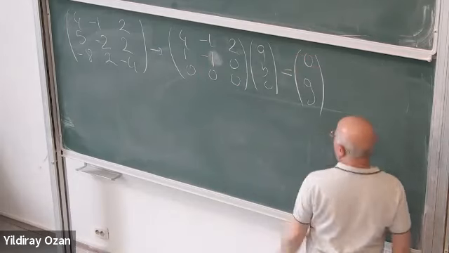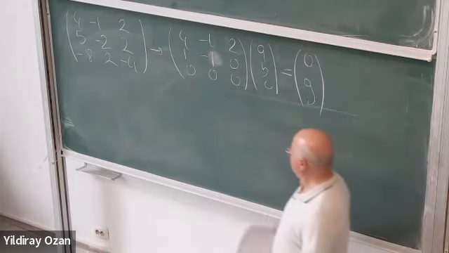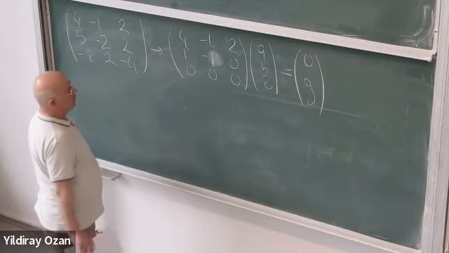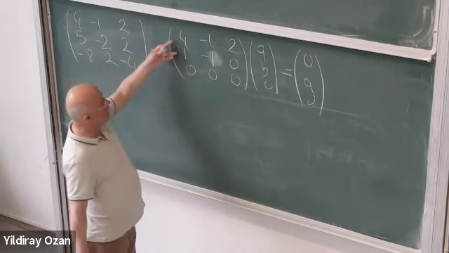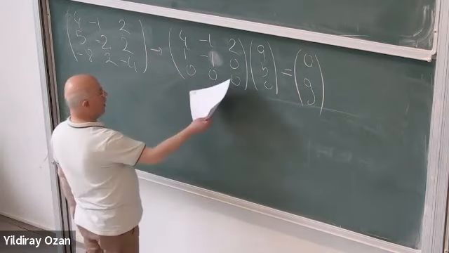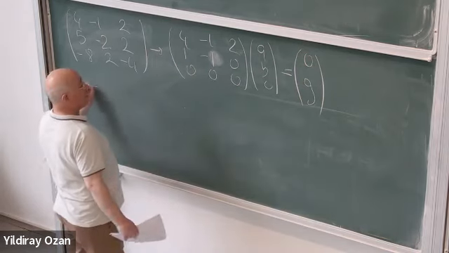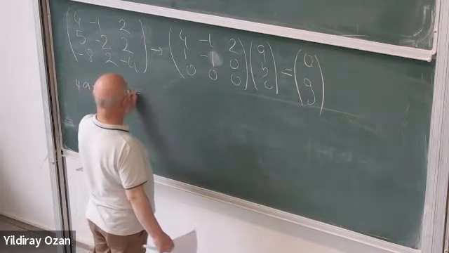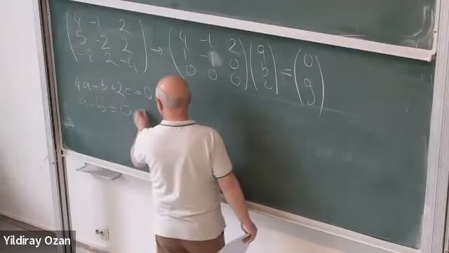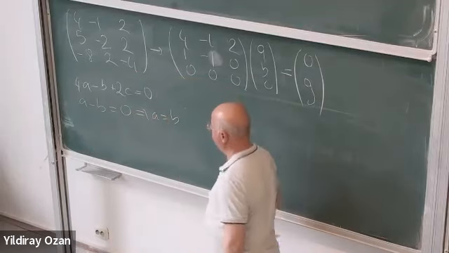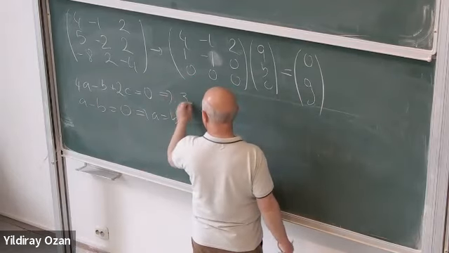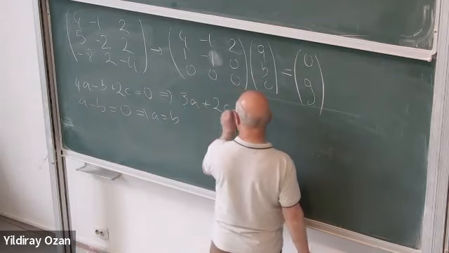0, 0, 0. And that's enough because this is a rank 2 matrix, therefore the solution space is one-dimensional. And what are the equations? 4a minus b plus 2c is 0, and a minus b is 0. This gives me a equals b, and then 3a plus 2c equals 0.